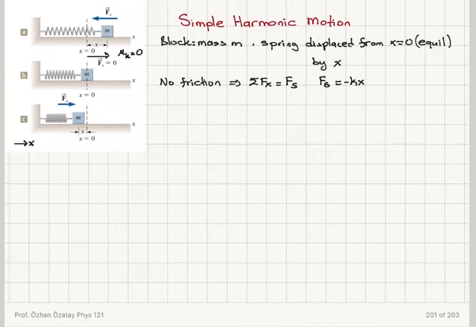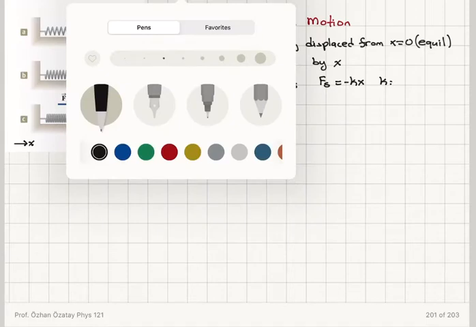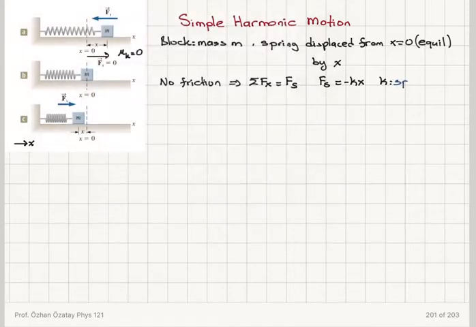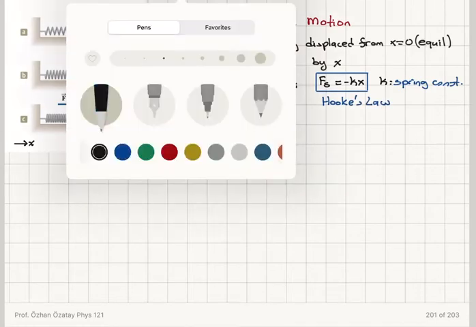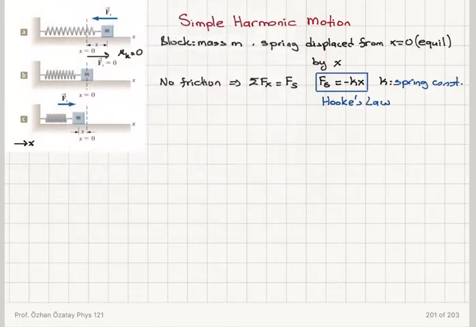And how much is this force? This force is proportional to the displacement and opposite in direction. It is given as minus kx, where k is the spring constant. So k is the spring constant, and the force is minus kx. This is known as Hooke's law.